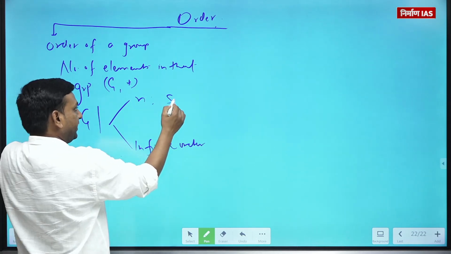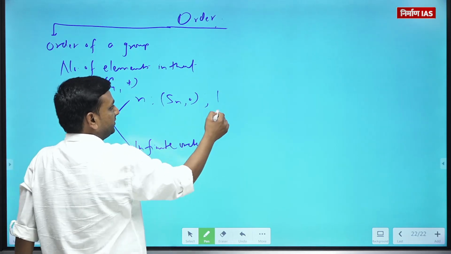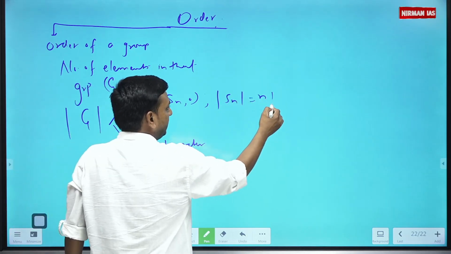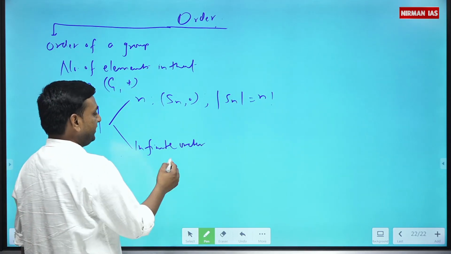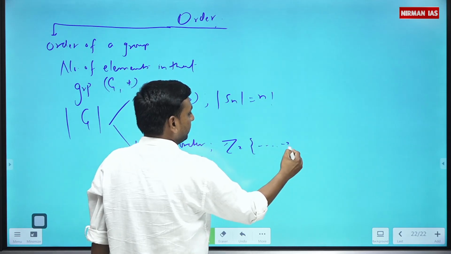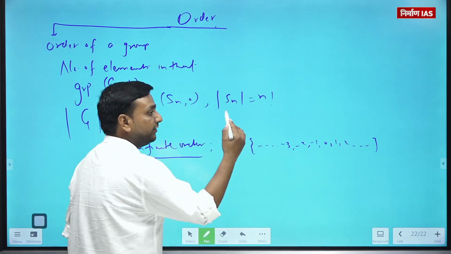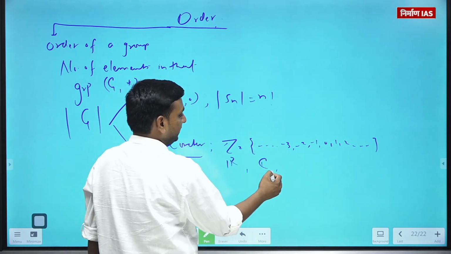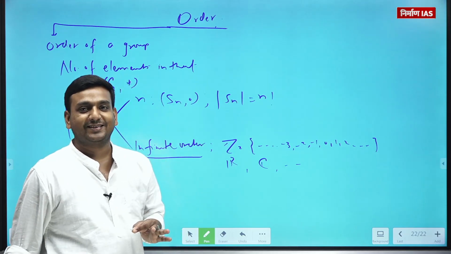Let's say if I say Sn with respect to composition of function, then what is the order of this group? It is n factorial. Clear? If I say Z, this is of infinite order. R, C, these are of infinite order. Getting?